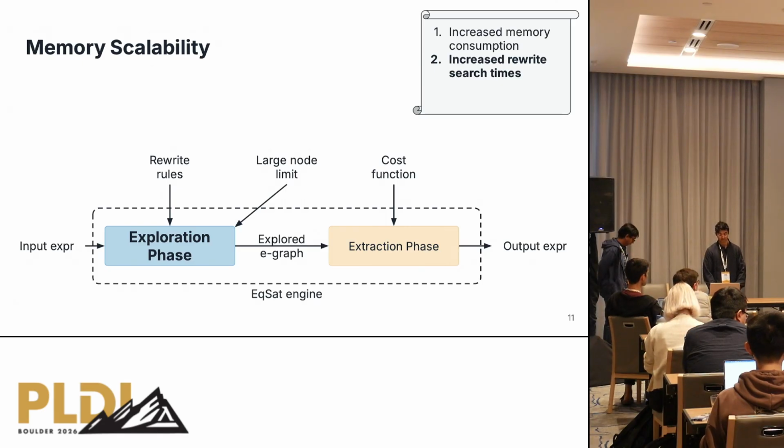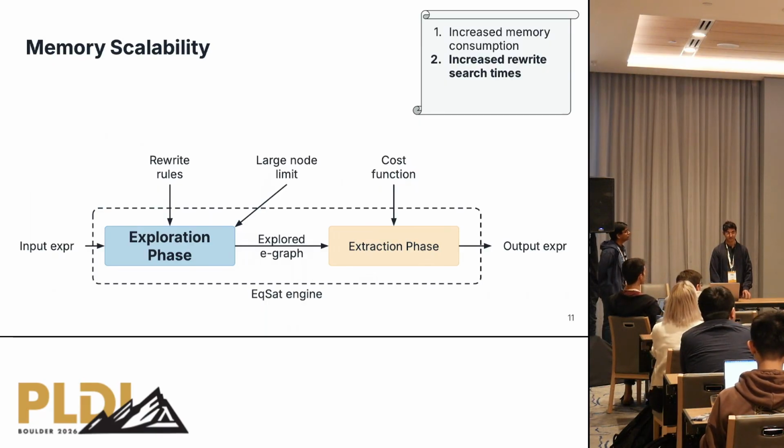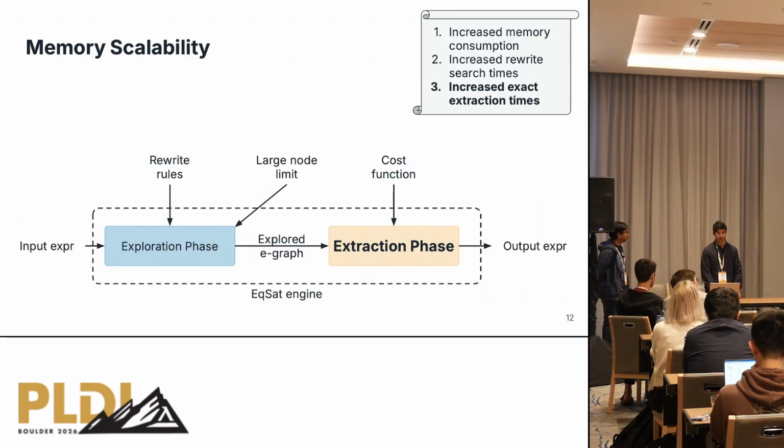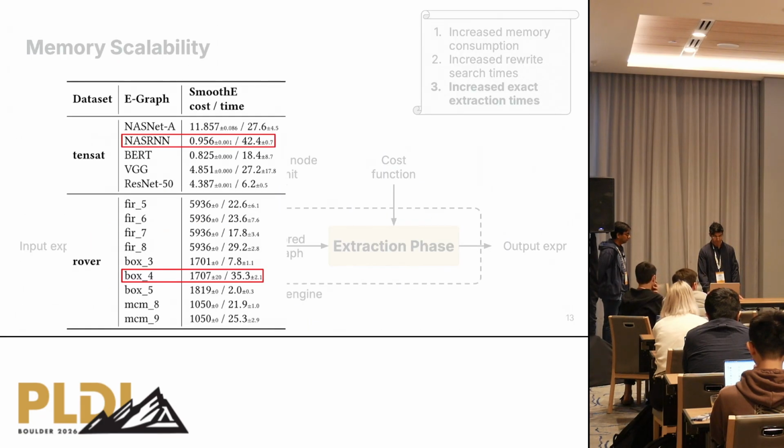The second drawback is increased rewrite search time. Even the fastest current e-matching algorithm takes time polynomial in the size of the e-graph. So with a larger e-graph, searching for rewrite matches will take longer. The final drawback is with the extraction phase. As someone mentioned before, extraction is an NP-hard problem, so there are both exact and heuristic methods. These exact algorithms are based on ILP, which does not scale well to large e-graphs. For example, even with Smoothie, extraction takes around 30 to 40 seconds on relatively moderate size e-graphs with only tens of thousands of nodes.